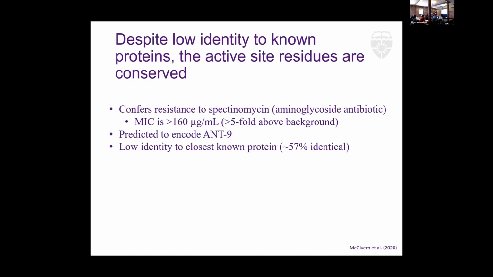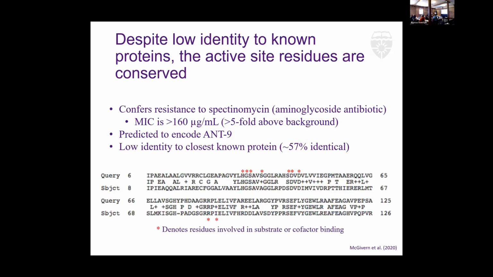Again, it's predicted to encode this nucleotidyl transferase, pretty low identity, about 57%. But then if we go ahead and line it up with the closest known homolog, we start to ask the question: where is that sequence homology housed? What I've got denoted here, my query line, is the clone we found, and the closest known subject in the database is down below.